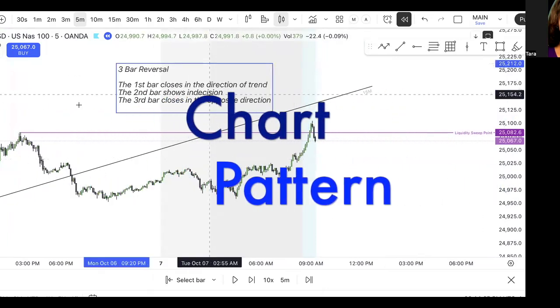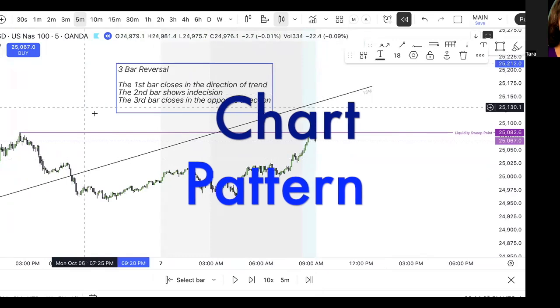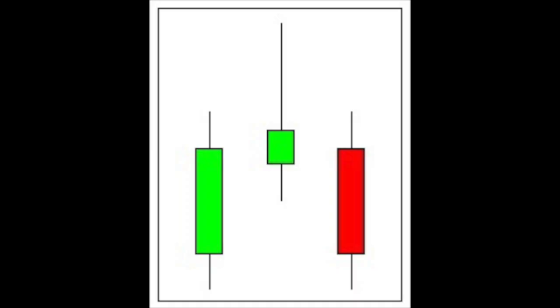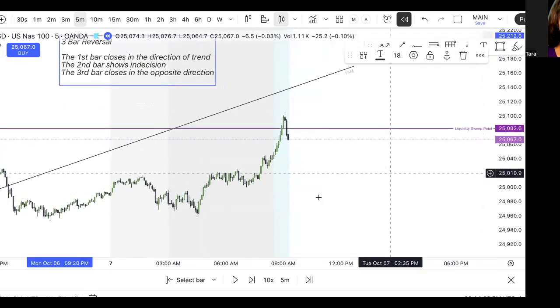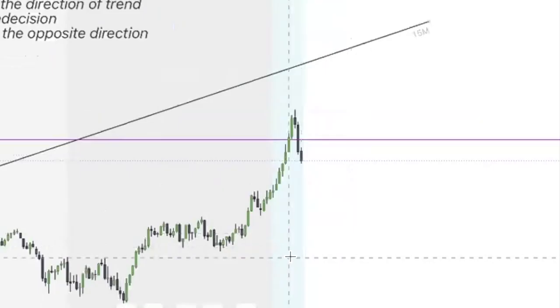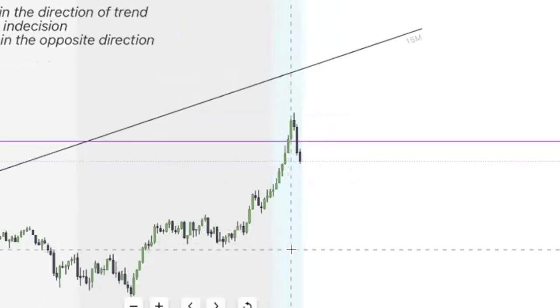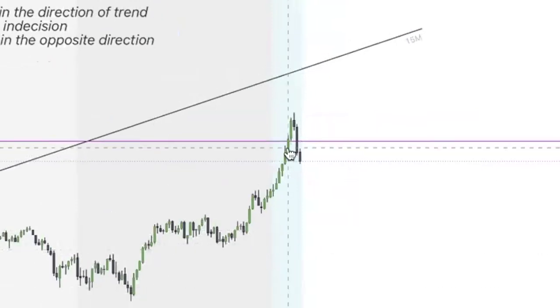A three-bar reversal is a chart pattern. The first bar closes in the direction of the trend, the second bar shows some indecision, and the third bar closes in the opposite direction. So if we look here, we can see that our first bar occurs at 9 o'clock. It's closing in the direction of the short-term trend, which is going up.